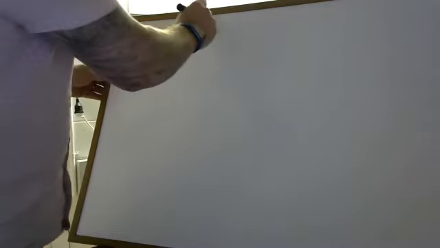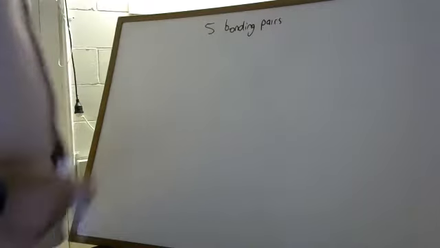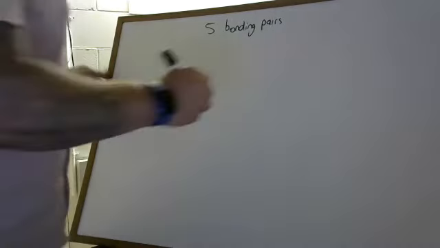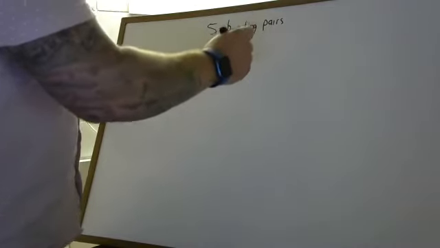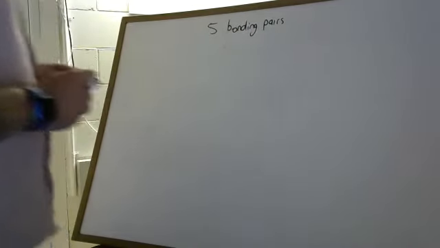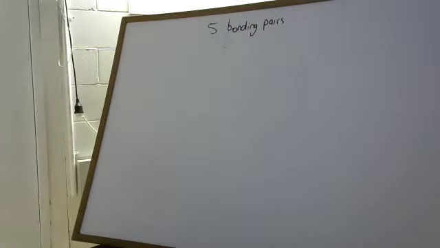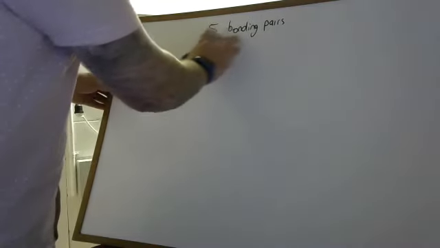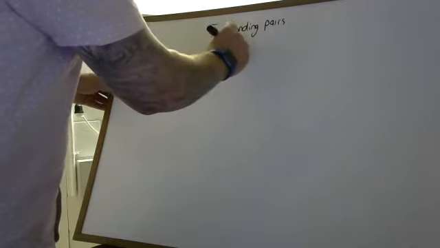So if we have 5 bonding pairs, we get this weird shape called a trigonal bipyramid. So let's go with phosphorus pentafluoride.